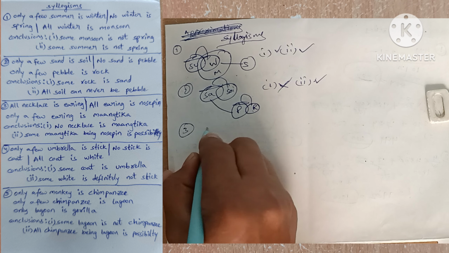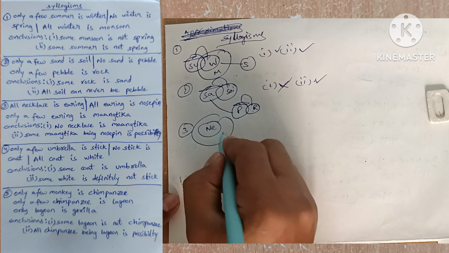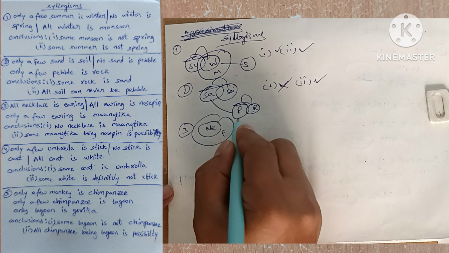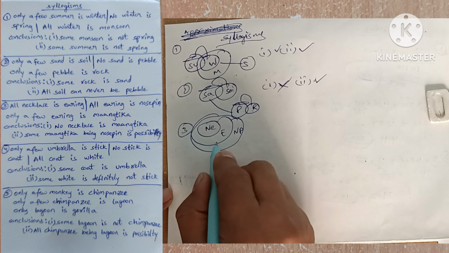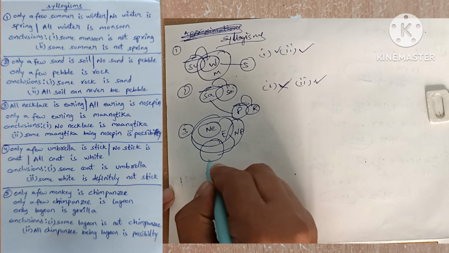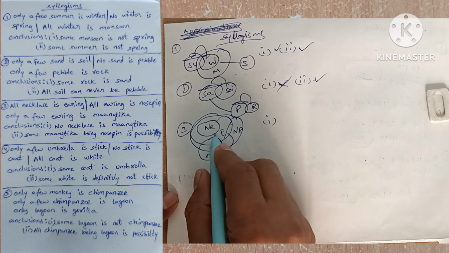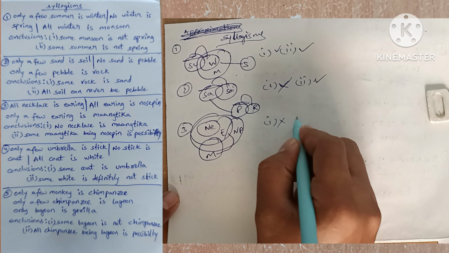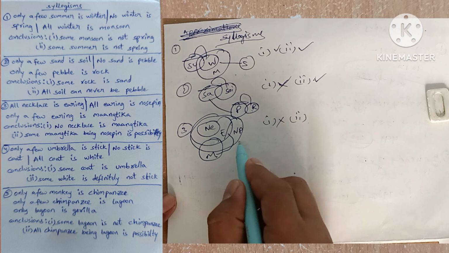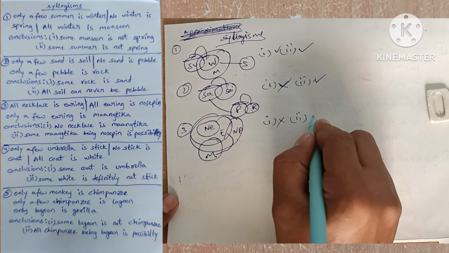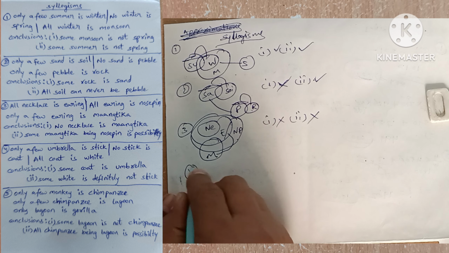Third one. All necklace is earring. All earring is nose pin. Only few earrings is mang tikka. Conclusion 1: No necklace is mang tikka. No, it is not true. Second one: Some mang tikka being nose pin is a possibility. It is already in sharing, but it is saying possibility, so it is also wrong. Neither one nor two.